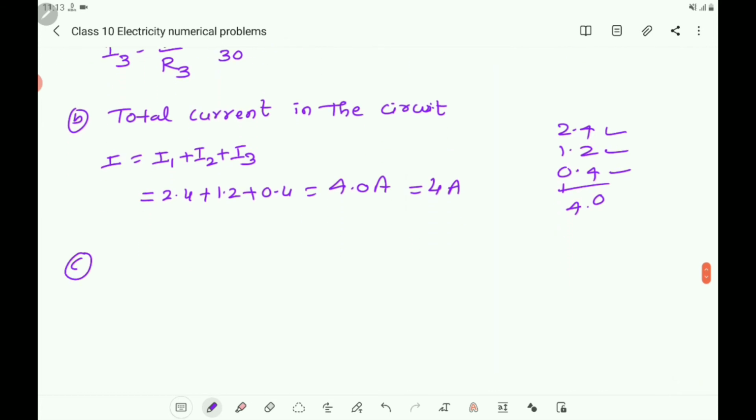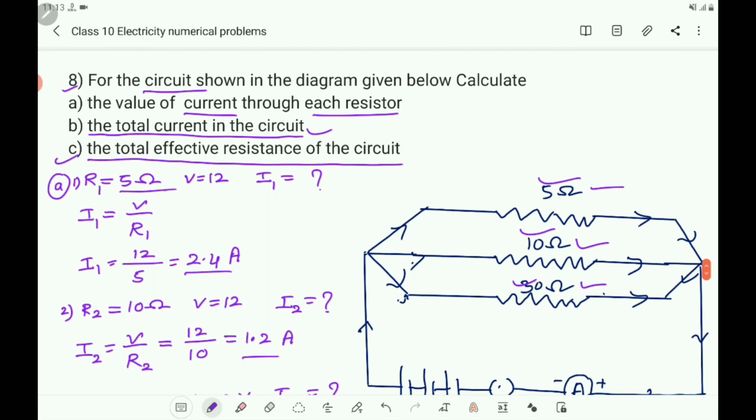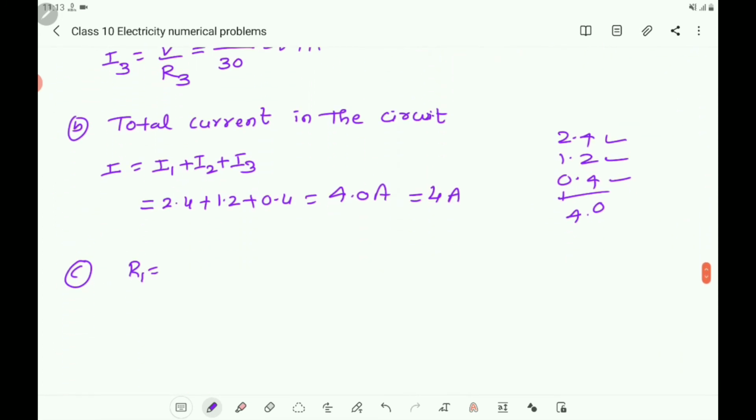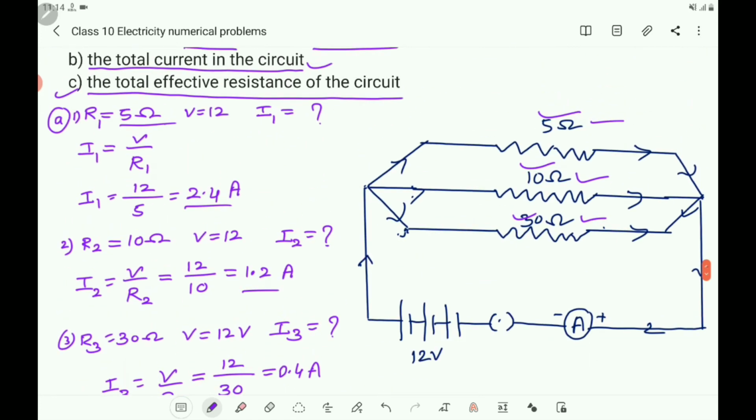Here you write R1 equals how much? Know that R1 is 5, R2 is 10, R3 is 30. R1 is how much? 5 ohm. R1 is 5 ohm, and R2 is 10 ohm, and R3 is 30 ohm. Then you know that the three resistances R1, R2 and R3, that is 5 ohm, 10 ohm and 30 ohms, are connected in parallel.